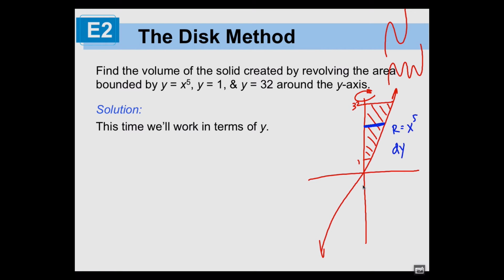Okay, now do we see a problem here? What's the problem? Yeah, we're using dy, but the function is in terms of x. How do I solve that problem? x to the 5th equals y. So we can substitute. Take the fifth root. So instead of x to the fifth, we're going to use the fifth root of y.